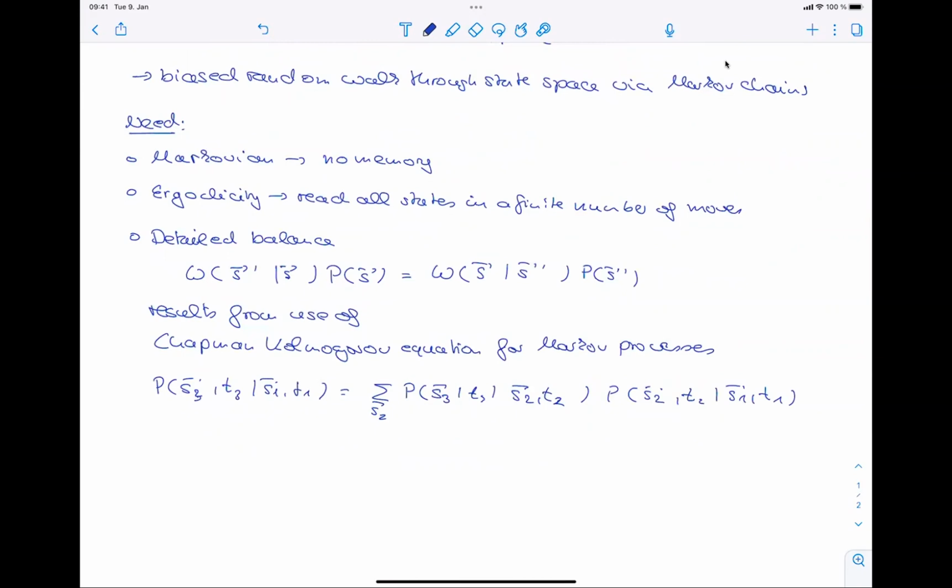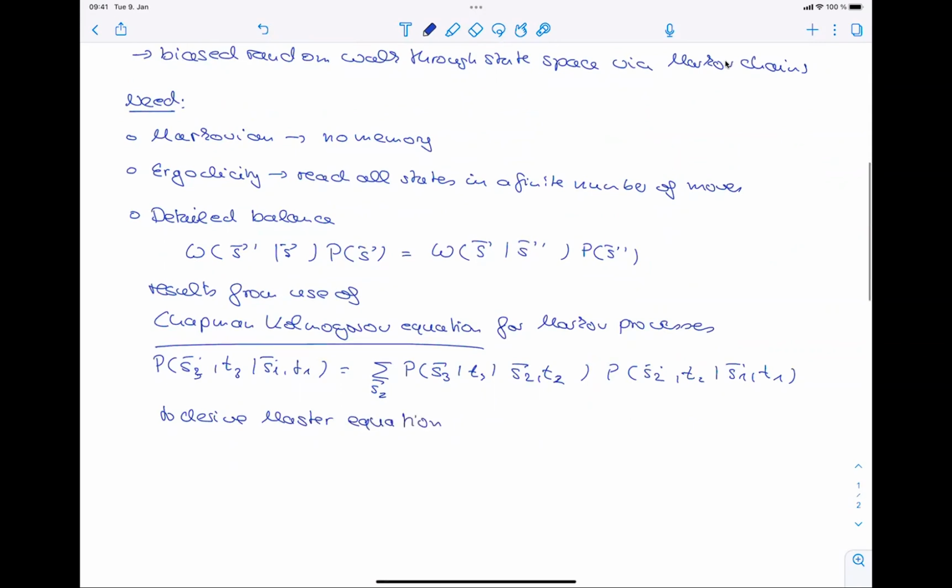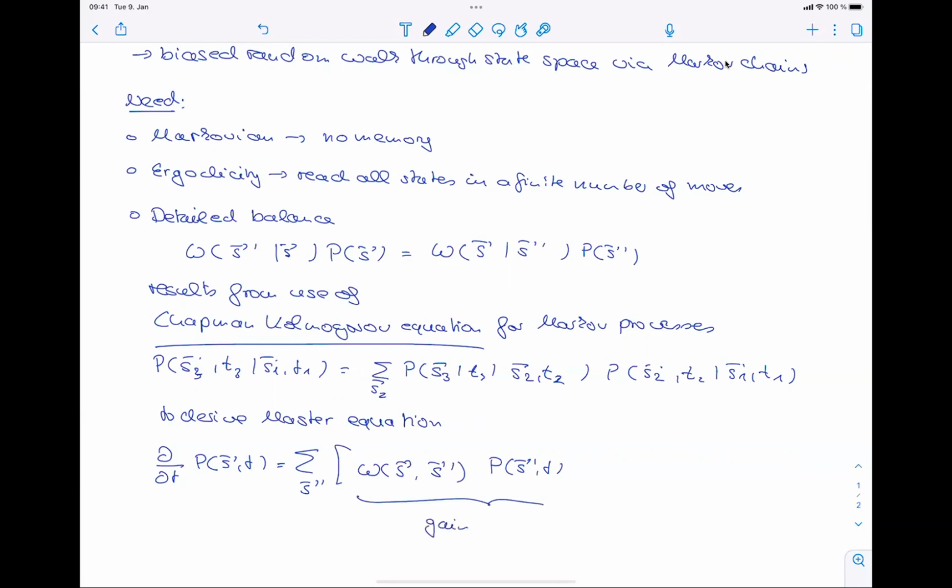And by using this Chapman-Kolmogorov equation, we derive the master equation, which states that there's a differential equation for the probability to be in a state S at time t, which is then given by the probability to be in a state S prime at time t, and the transition rate to go from S prime to S, which is the gain term, and minus the probability to already be in the state S at time t, and the probability to leave the state, to go from S to S prime, which is the loss term.